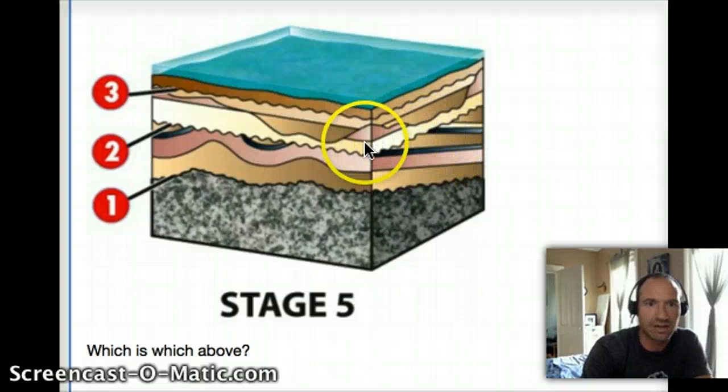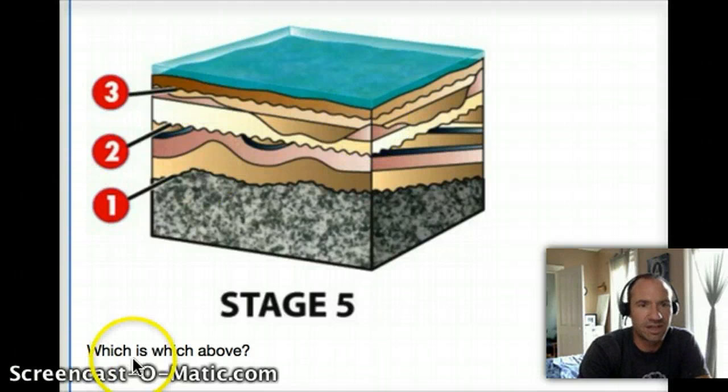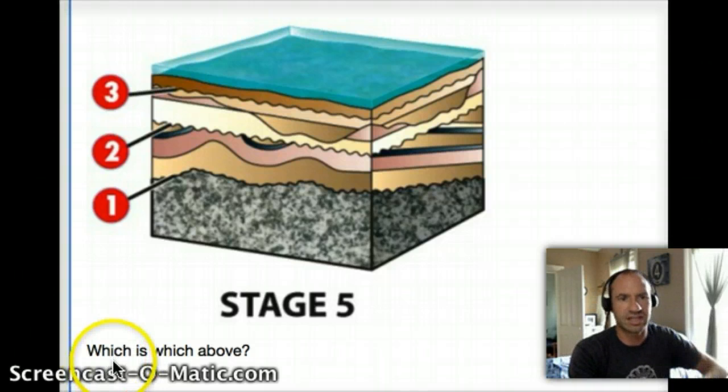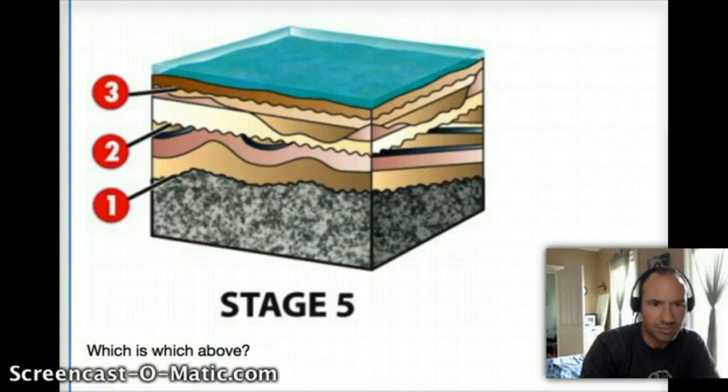Right here we have an angular unconformity because we've got an unconformity and we've got angled rock underneath and horizontal rock above. So there's a whole lot going on here. If you want to be more specific about your question, I can do my best to address it, but I just don't really understand what you're trying to get at here with which is which above.